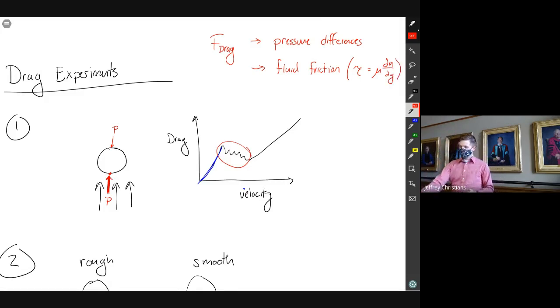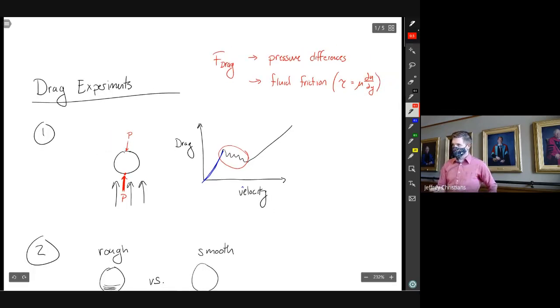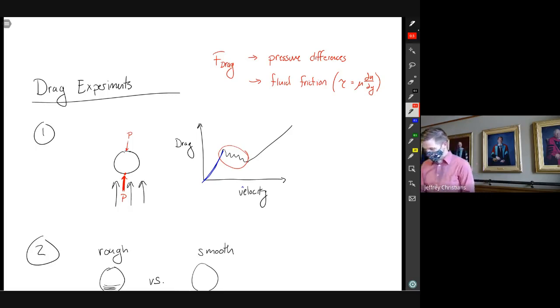So you can have drag force because of, it's snowing so much. Look at that. It's so distracting. Thought it was April.